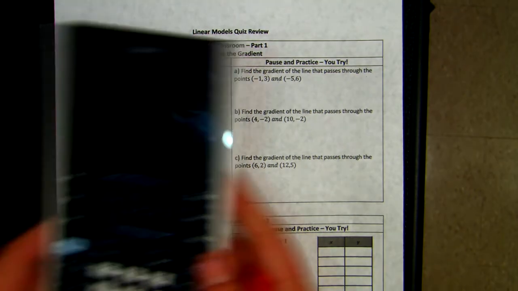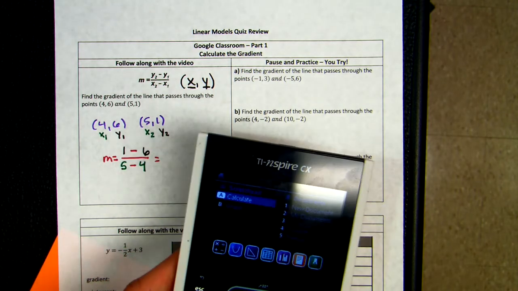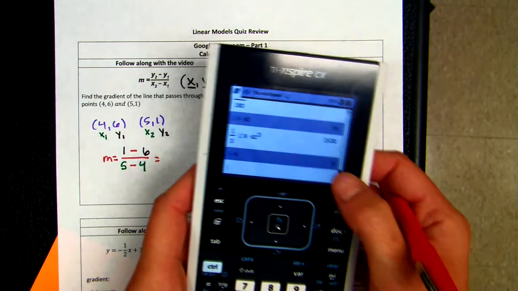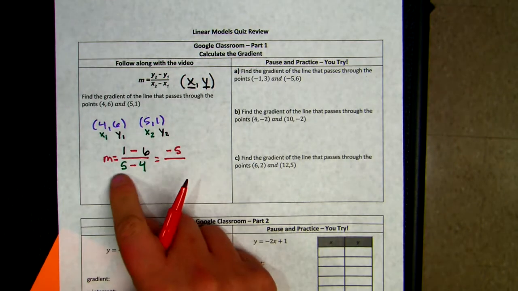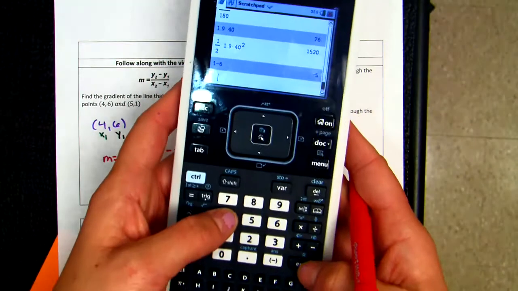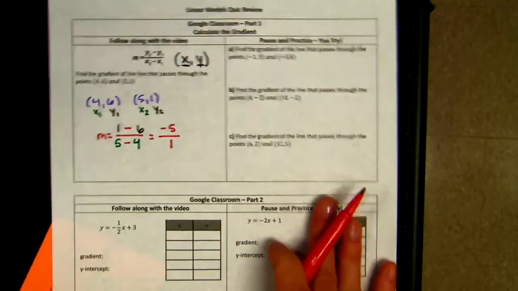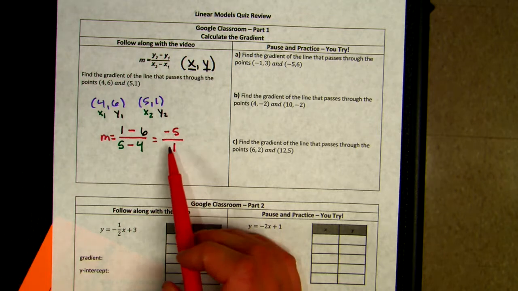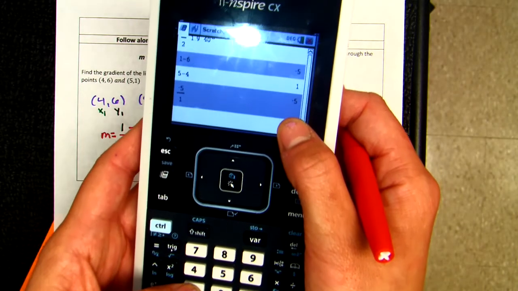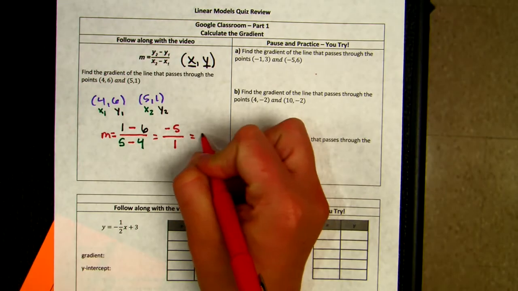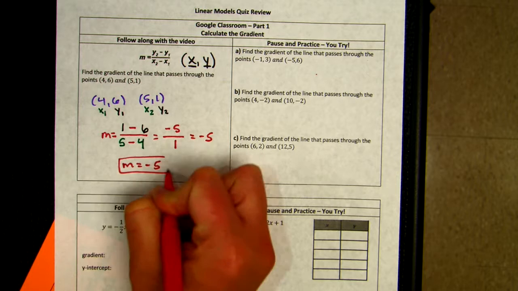If I plug this into my calculator, I do 1 minus 6 gives me -5. So -5 on the top of my fraction. 5 minus 4 gives me 1 in the bottom of my fraction. I know that my fraction bar means division, so I do -5 divided by 1 gives me -5. So my final answer is m is equal to -5.